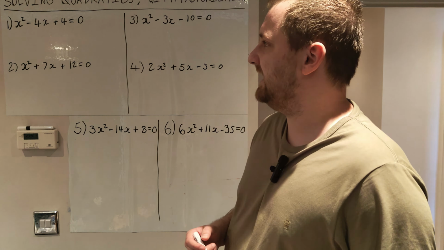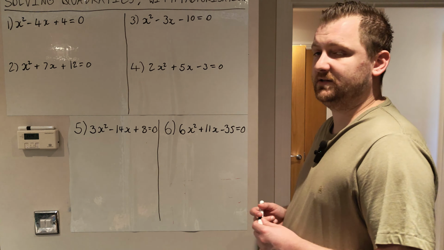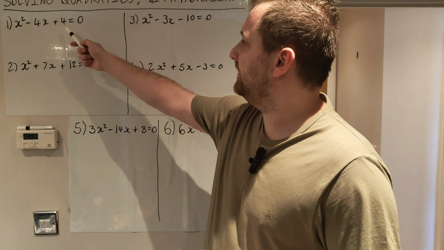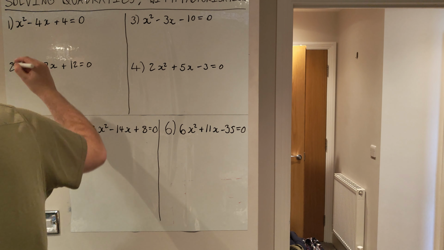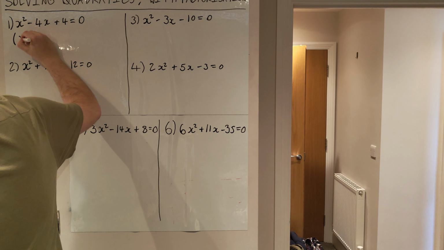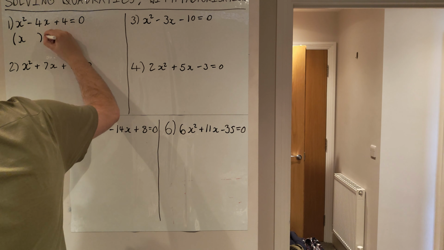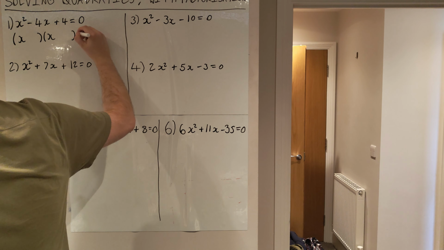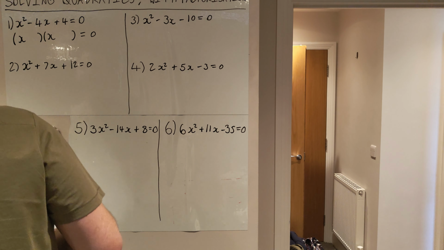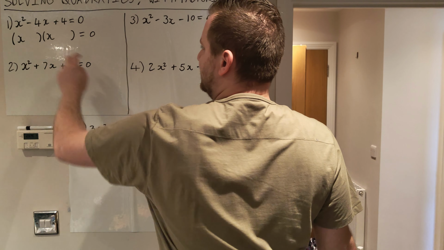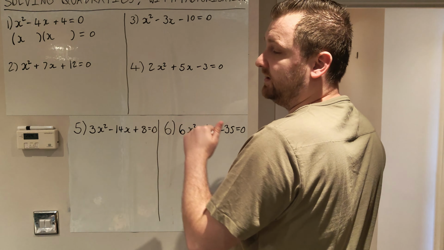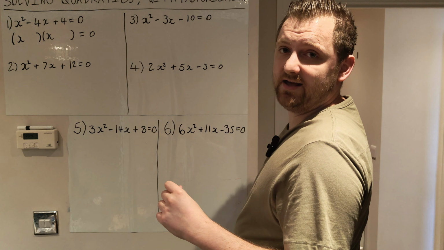So question number 1, we have x squared minus 4x plus 4. The first thing I'll probably show you guys is what factorization looks like. We want to put it into two brackets so we can work out when this bracket is equal to 0 and this bracket is equal to 0, and it will give us our answers for x.